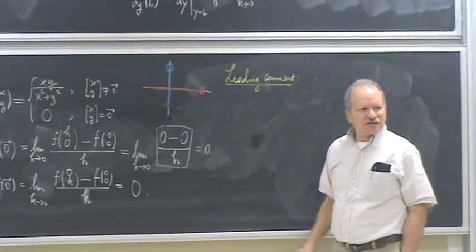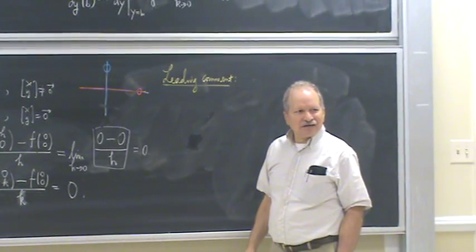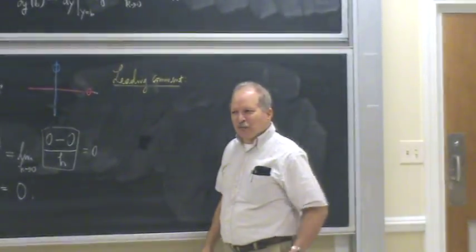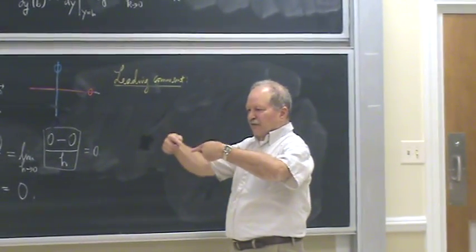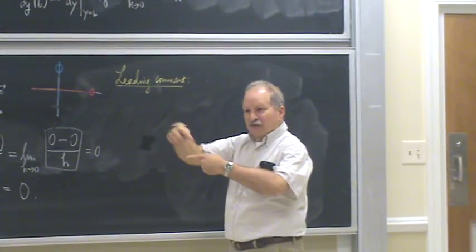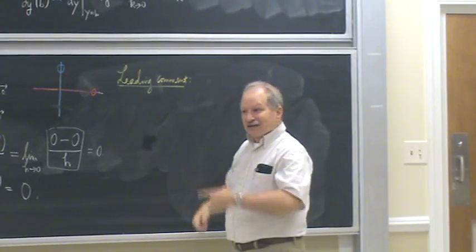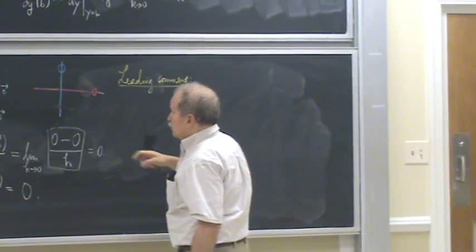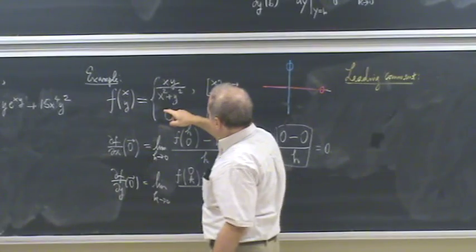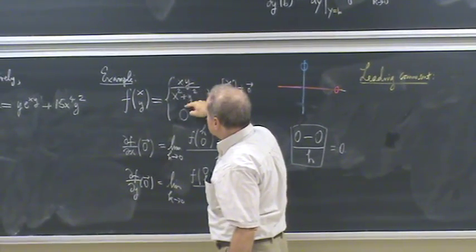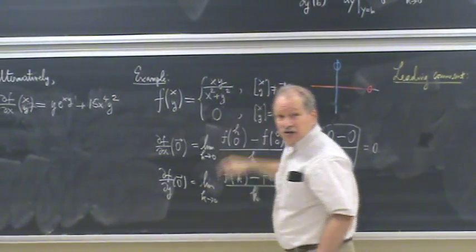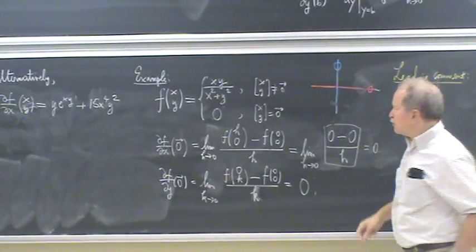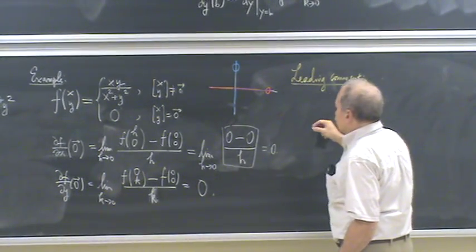Leading comment. Was this function continuous? No. Do you remember that as you came in along different lines to the origin, you had different values on those lines? Maybe we did, yeah, I think we did this, but maybe we actually didn't do this exact function. It was slightly different, so maybe let me actually do it.